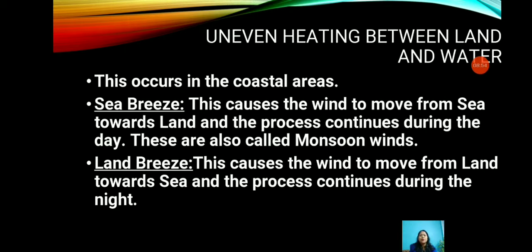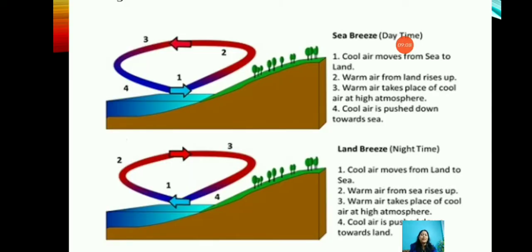Then what is land breeze? This causes the wind to move from land towards sea, and the process continues during the night time. So exactly the opposite happens during the night time. Now let us try to understand sea breeze and land breeze diagrammatically, it will become very clear for you all. So let us start with the first drawing, that is the sea breeze.